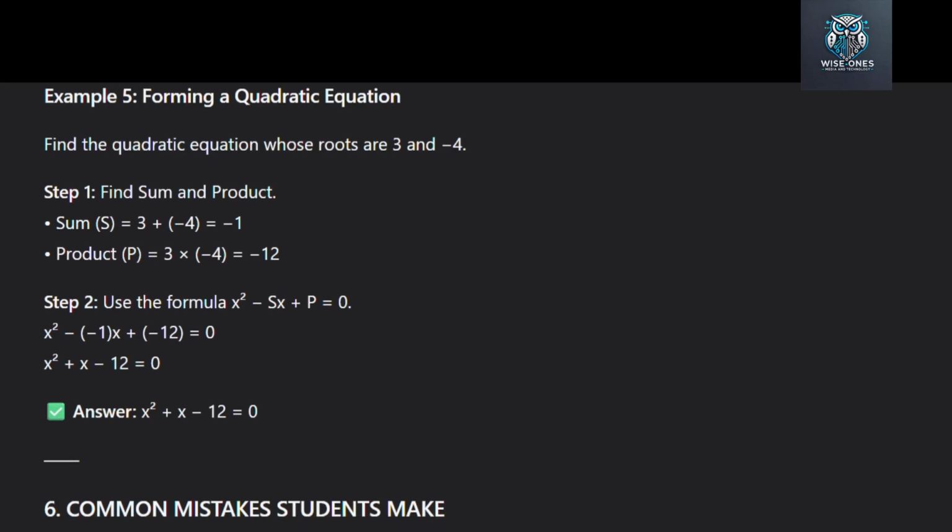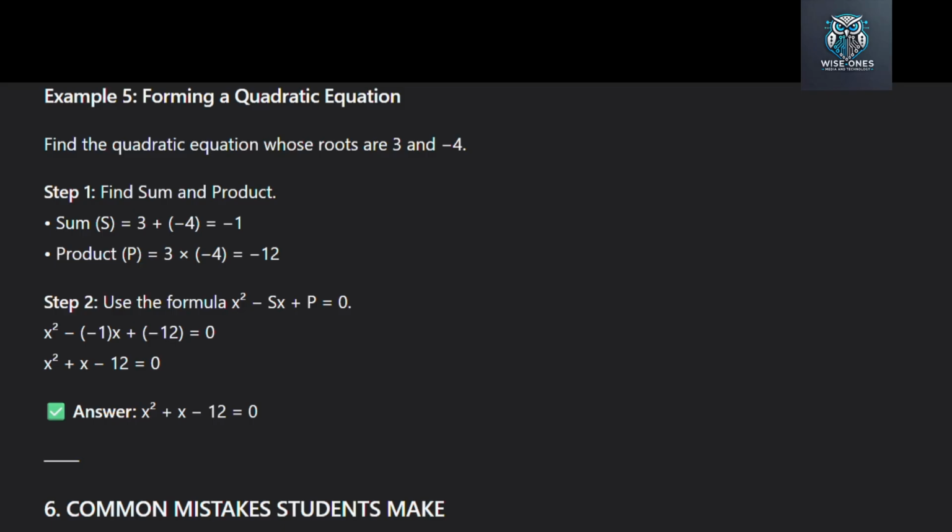Let us try example 5. Forming a quadratic equation. Find the quadratic equation whose roots are 3 and -4. Step 1. Find sum and product. Sum, let us call it S, equals 3 plus -4. This equals -1. Product, let us call it P, equals 3 times -4. This equals -12.